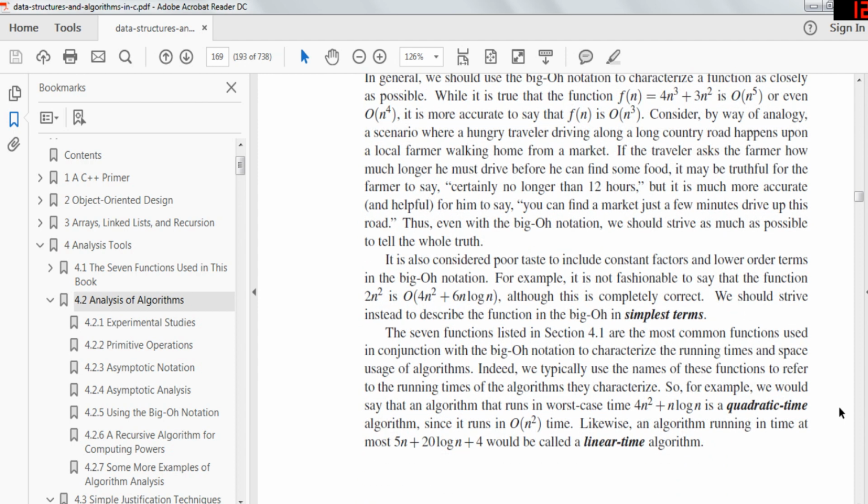Indeed, we typically use the names of these functions to refer to the running times of the algorithms they characterize. So for example, we would say that an algorithm that runs in worst case time 4n squared plus n log n is a quadratic time algorithm, since it runs in O of n squared time. Likewise, an algorithm running in time at most 5n plus 20 log n plus 4 would be a linear time algorithm.